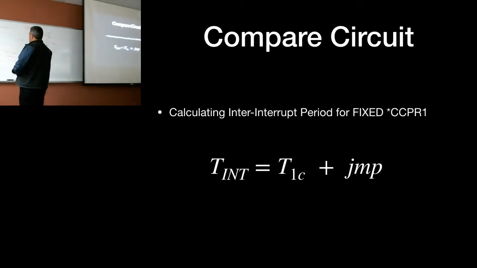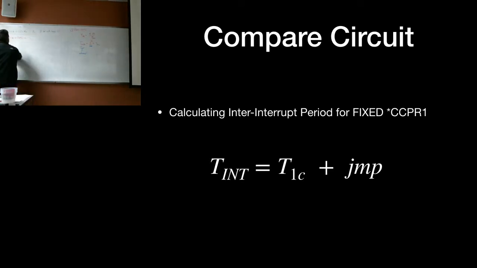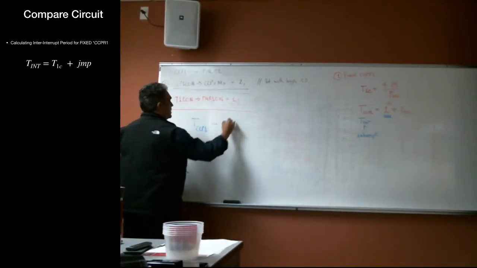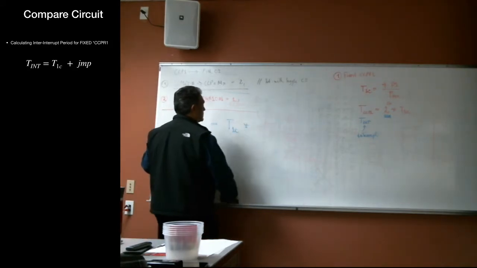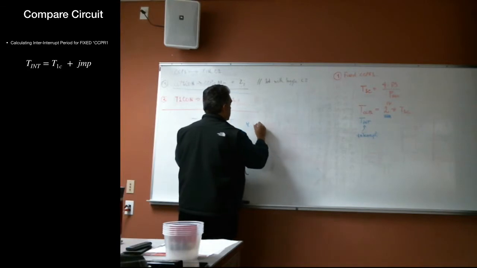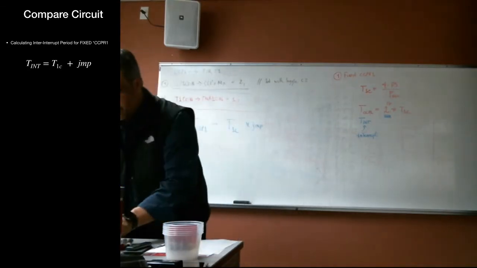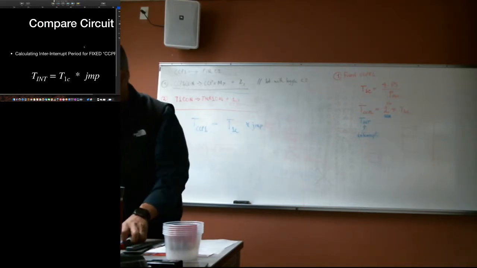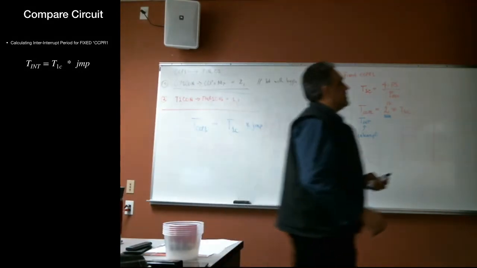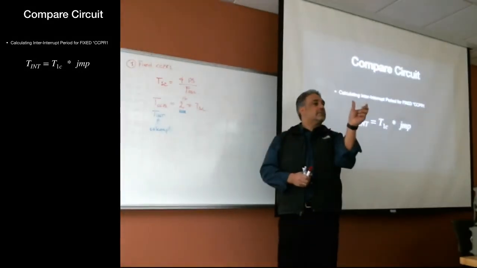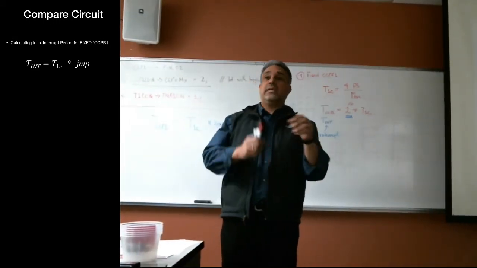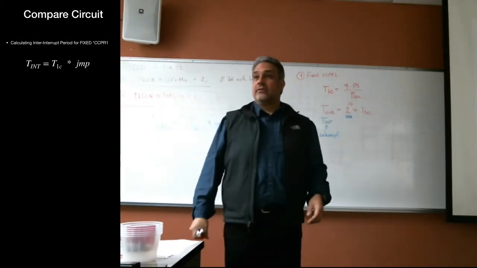Your CCP1 interrupt now is going to be T1C times, sorry, that jump. That should not be a plus, that should be a times. So it's going to be T1C times the jump. Because T1C tells me how much time it takes for every count to happen, and then the jump tells me how many of those counts I'm going to have. See that?